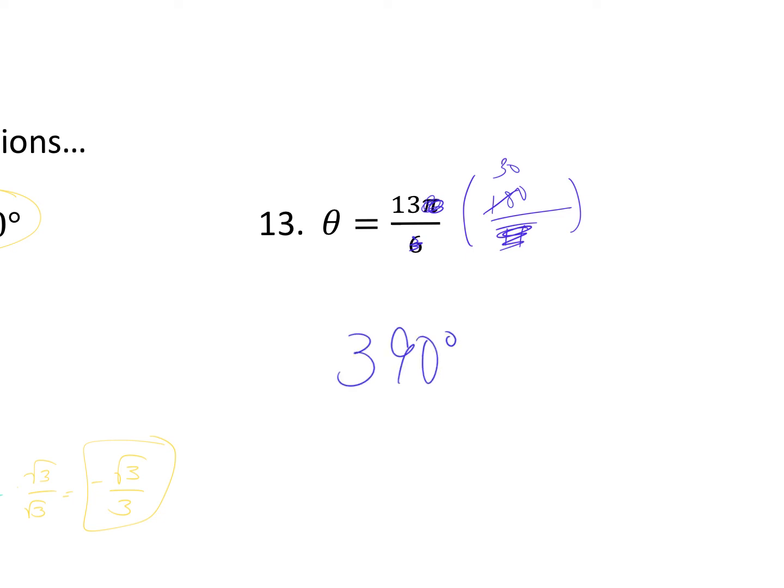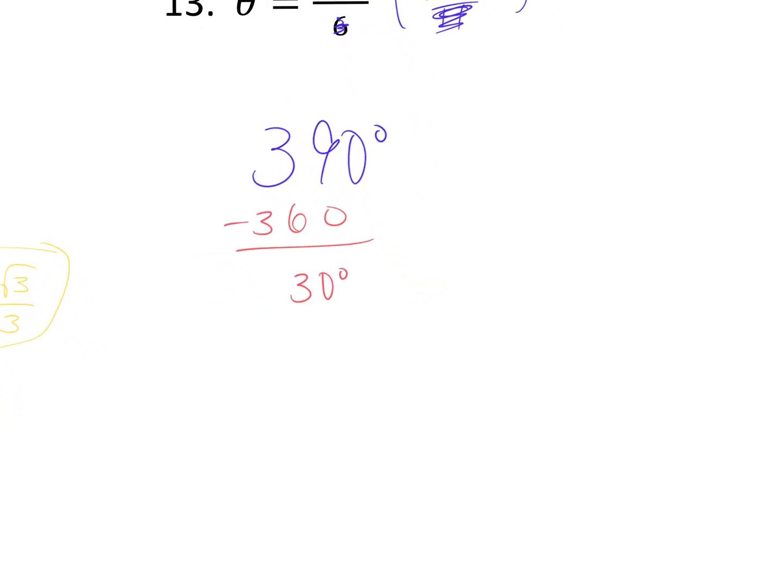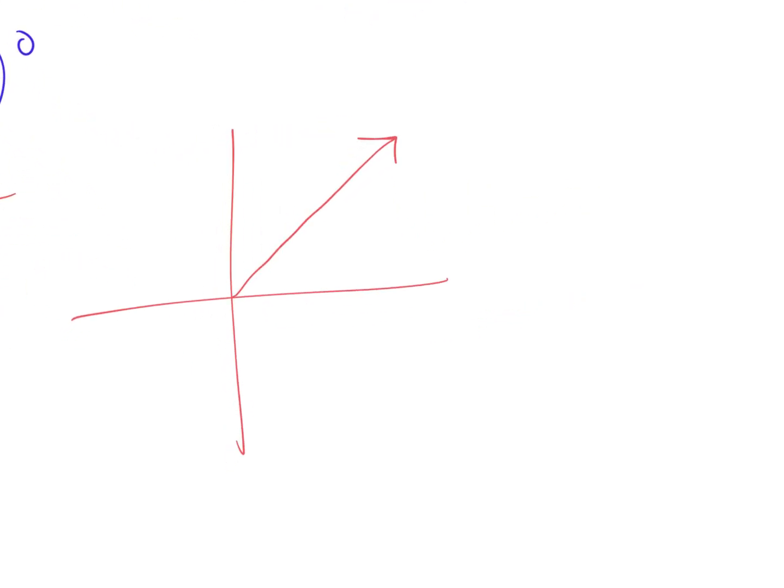Okay. What do you notice about 390? It's bigger than one whole circle, so subtract it, and you get what? 30 degrees. So the angle that we're talking about here happens to be in the first quadrant. The angle that was formed right here is 30 degrees.